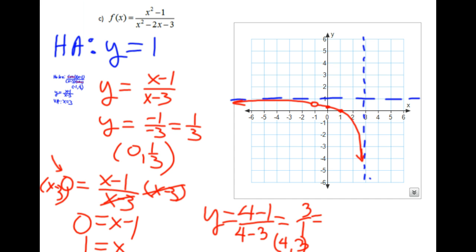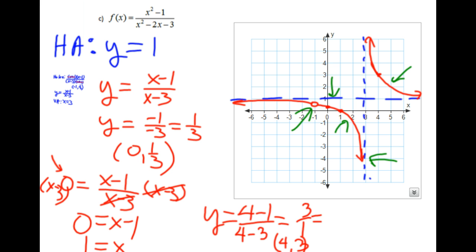So I'm going to go right 4 and up 3. Does that tell me where to draw that branch on the right side of the vertical asymptote? Yeah, it's right here. Correct? This way. This way. And that's my graph with vertical asymptotes drawn in, holes drawn in, horizontal asymptotes drawn in, and my 2 branches drawn in.